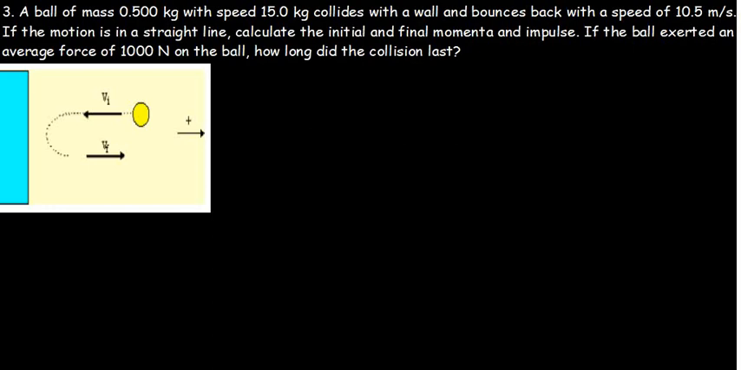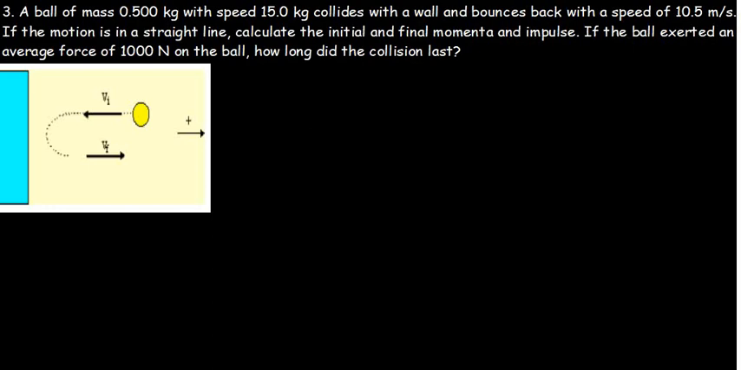Okay, so I've got another question, which is under linear momentum. The question is saying a ball of mass 0.500 kg with a speed of 15.0 m/s collides with the wall and bounces back with a speed of 10.5 meters per second. If the motion is in a straight line, calculate the initial and the final momentum and the impulse if the wall exerted an average force of 1000 newtons on the ball. How long did the collision last?